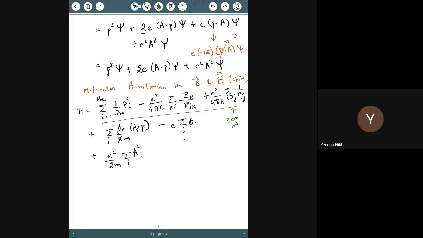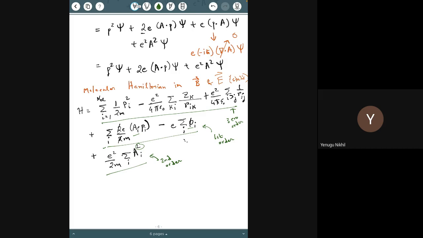Zero order. Okay. Then in this part, I have the vector and scalar potential at linear order. So I can call this the first order part of the Hamiltonian. And this has a second power. So this is the second order part of the Hamiltonian when we're considering the interaction with the fields.